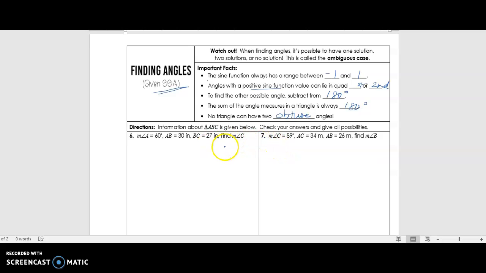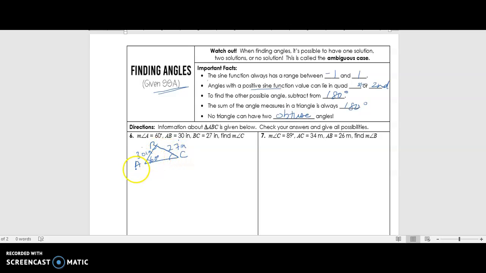So let's look at this ambiguous case. So here we have measure of angle A, AB and BC. So let's first draw the triangle, okay? A simple triangle, not a big deal. These are the cases where the angle may or may not have 90 degrees, okay? So this may not be a right triangle. So here he's saying measure of angle A is 60. So this is 60, okay? AB is 30 inches and BC is 27 inches. So he wants us to find measure of angle C, okay?